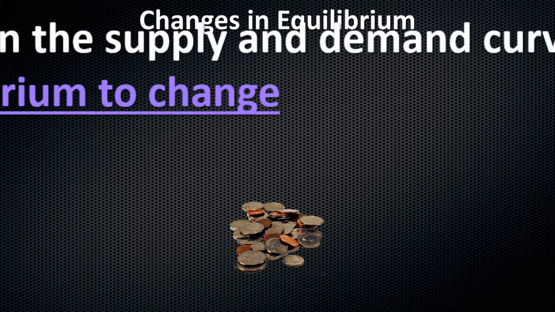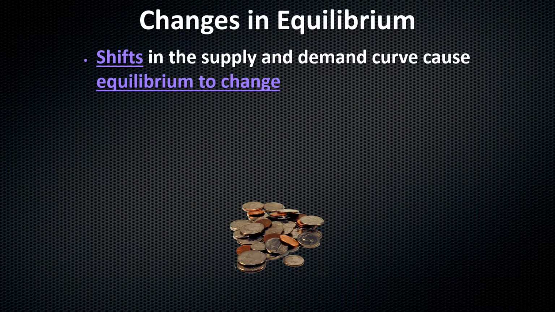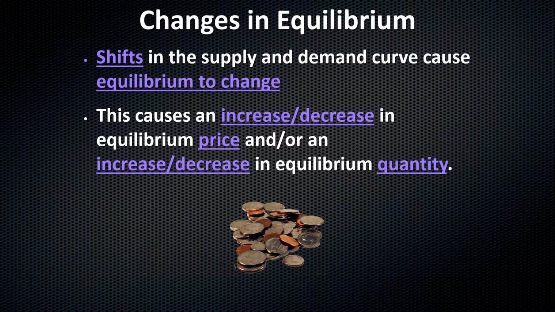Changes in equilibrium. Shifts in the supply and demand curves cause equilibrium to change. This causes an increase or decrease in the equilibrium price or an increase or decrease in the equilibrium quantity.